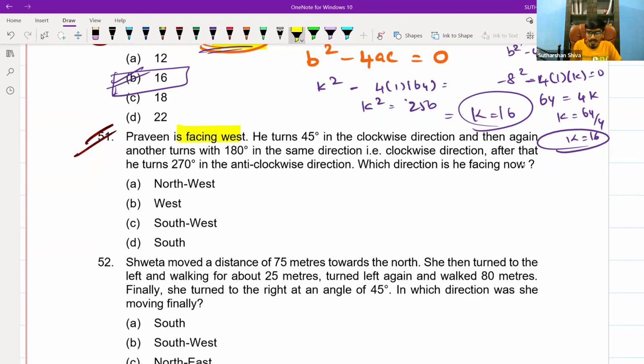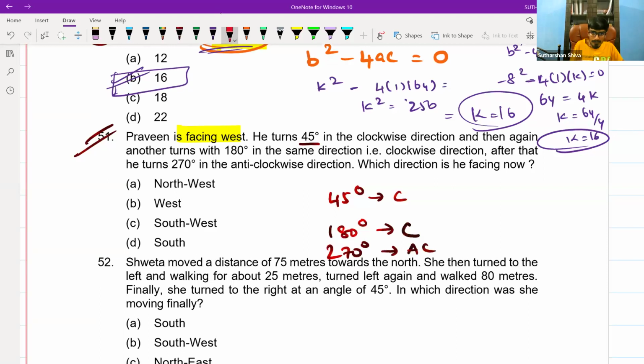Praveen is facing west, fine. He is facing towards west. Note the point. Okay. Then he turns 45 degrees clockwise, and then again 180 degrees in the same direction. It means that is clockwise. After that, 270 degrees anti-clockwise.